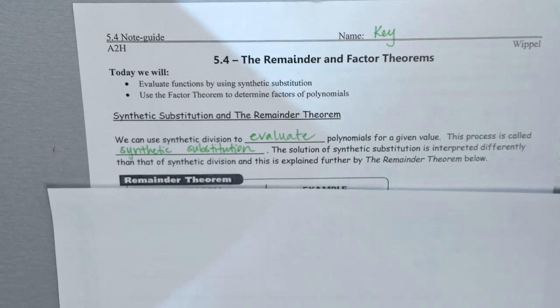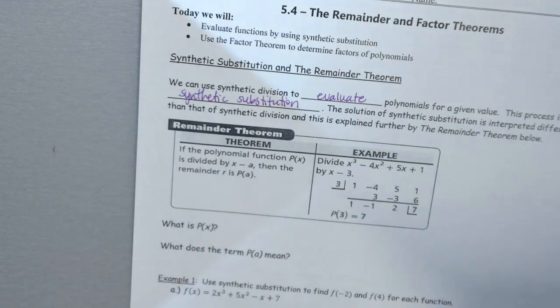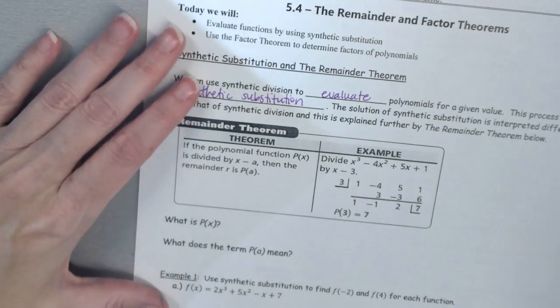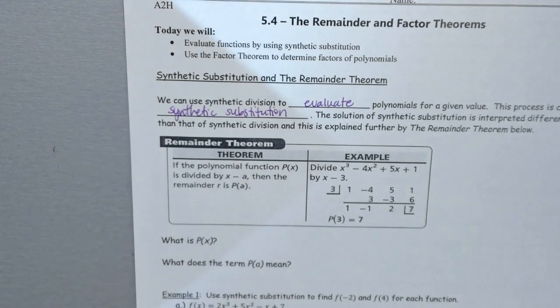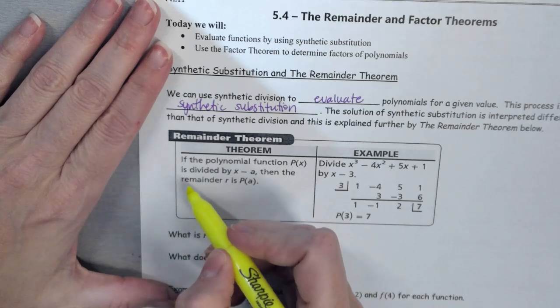Okay, so we use this to evaluate the polynomials. And this is called synthetic substitution. All right, so the remainder theorem says if a polynomial function p of x is divided by x minus a, then the remainder r is p of a. So we're going to talk about what that means.